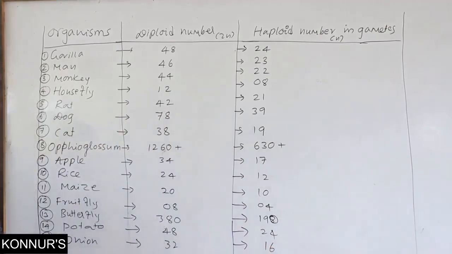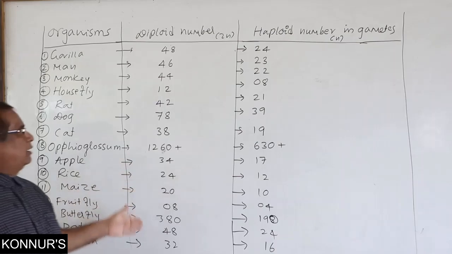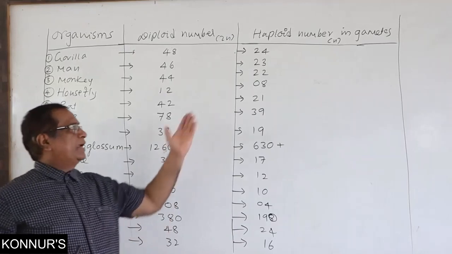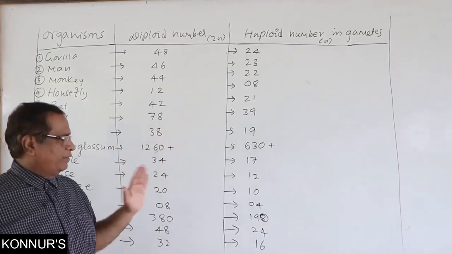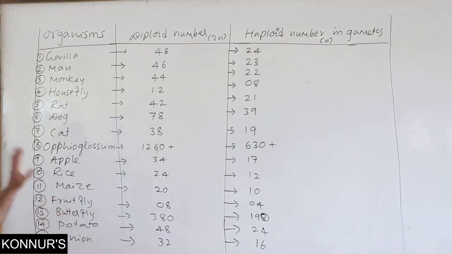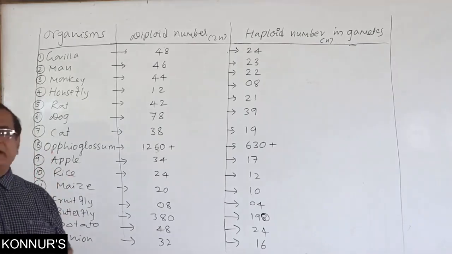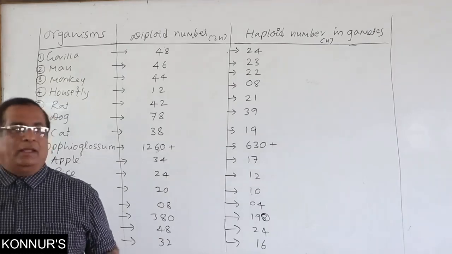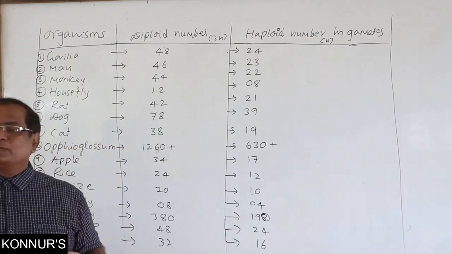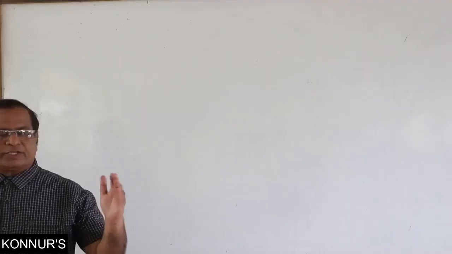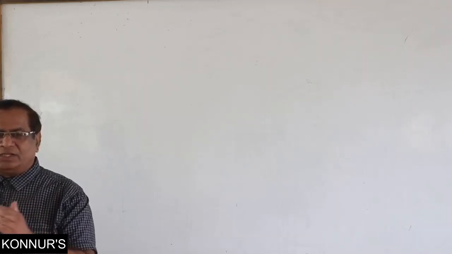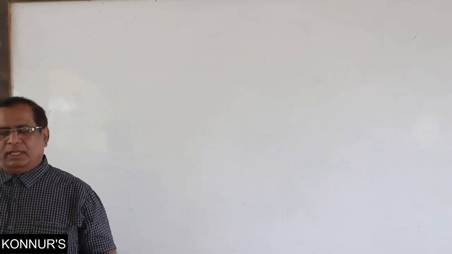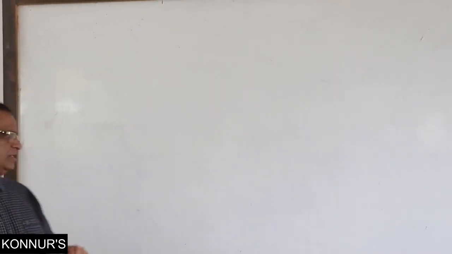These are some of the examples where the total or diploid number of chromosomes in their body cells and in their gametes the haploid number of chromosomes. This is as far as number is concerned. It's about gametes, gamete formation, and how many chromosomes are there in those gametes. First group of events, pre-fertilization events, we have discussed gamete formation, and now the second event is gamete transfer.